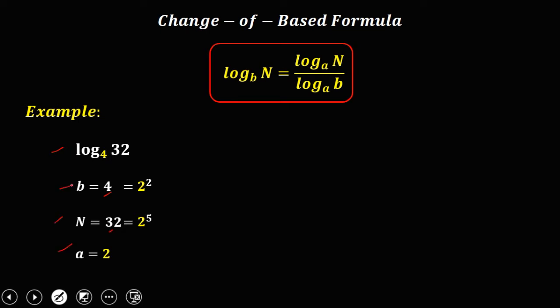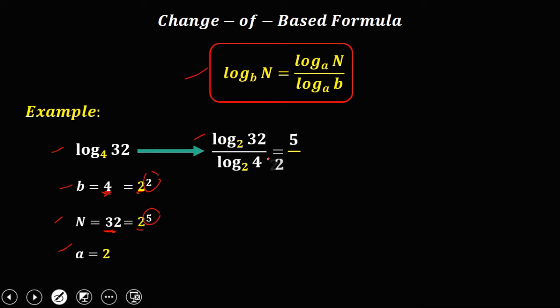Then substitute now these values to this formula. So, we have log n with base a. So, n is 32 and a is 2. So, we have log 32 with base 2 over log b with base a, so b is 4, so log 4 with base 2. Now, since this 32, that's 2 to the power 5, so therefore this log 32 with base 2 is equal to 5. And this 4, that's 2 to the power 2, so this log 4 with base 2 is equal to 2. So this log 32 with base 4 is equal to 5 over 2.